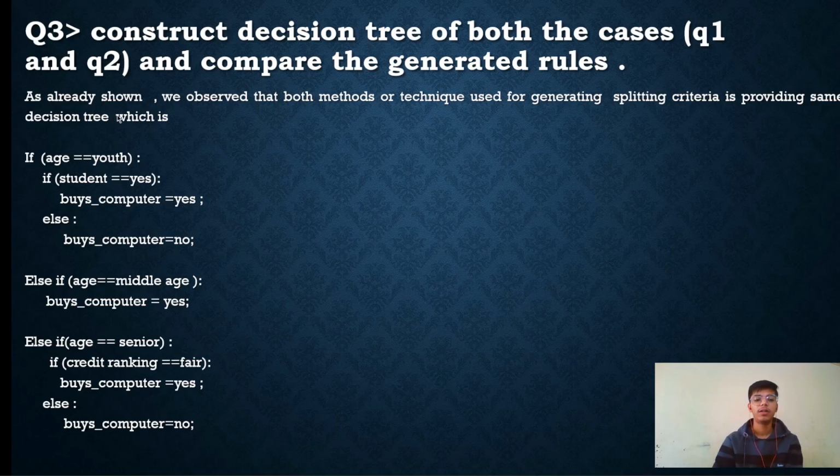As we have already seen, both methods used for generating splitting criteria provide the same decision tree: if age is youth, then we go inside this, and if student is yes, then buy computer, otherwise don't buy it. Else, if age is middle age, then buy computer. And else, if the age of the customer is senior and he has a fair credit ranking, then he will buy it, otherwise he won't buy it.